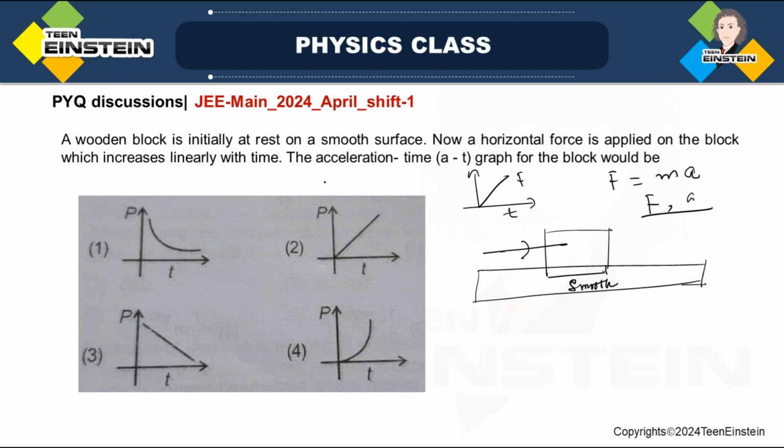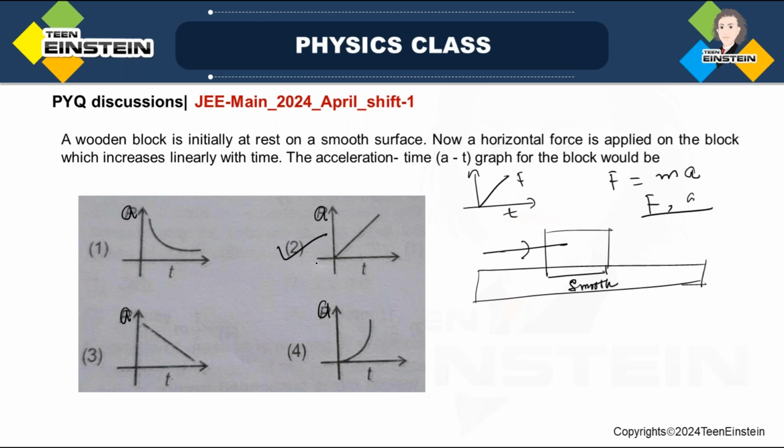So here, this is actually acceleration, not p. These are actually accelerations. So for the acceleration versus time graph for the block, which one is correct here? Option 2 will be the correct answer for this question.